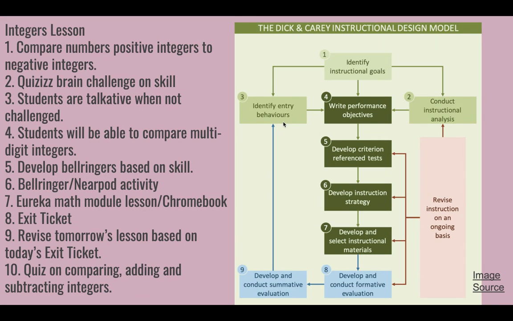8, develop and conduct my formative evaluation. That's my exit ticket. It's now being used. 9, after I get those exit tickets back, I'm revising, but I've already done my brain challenge and my Nearpod activity. So I've already been revising and revamping some things at this point, especially after my Nearpod activity, once I actually start to go into my class instruction as a whole group.